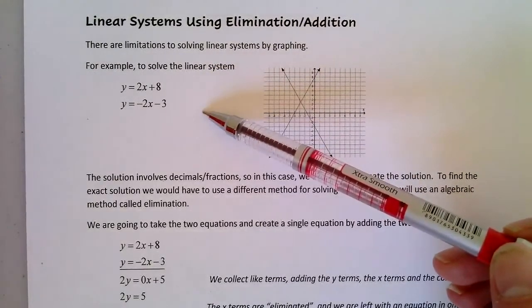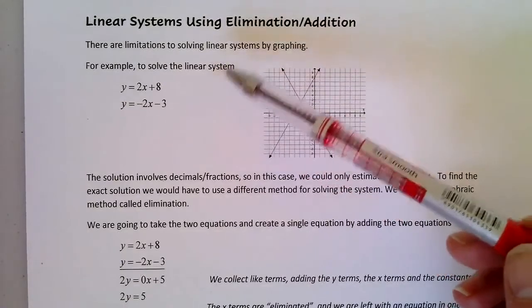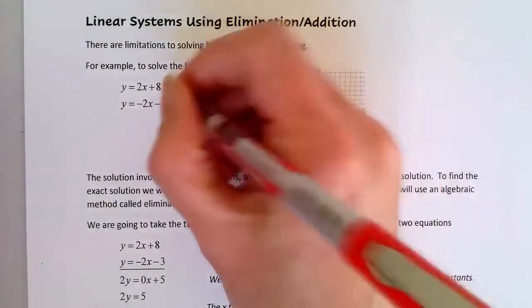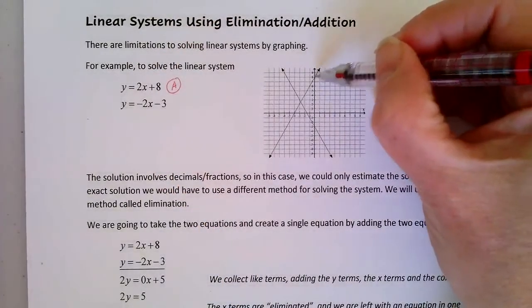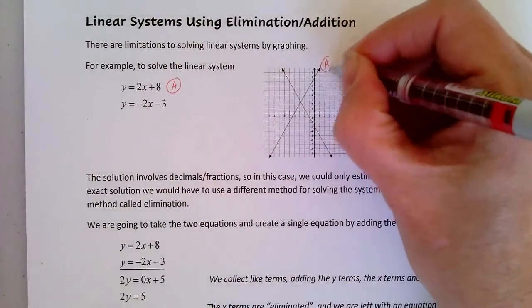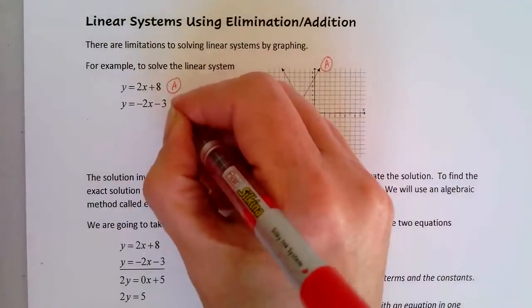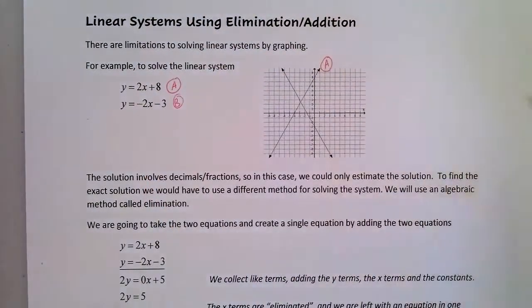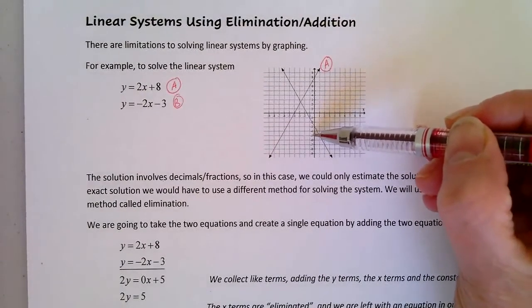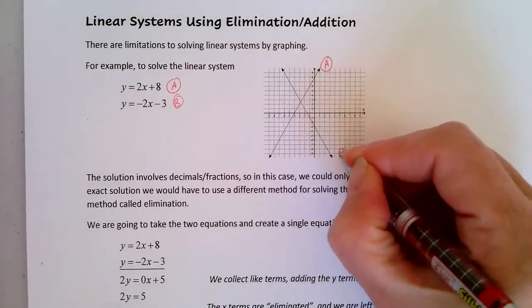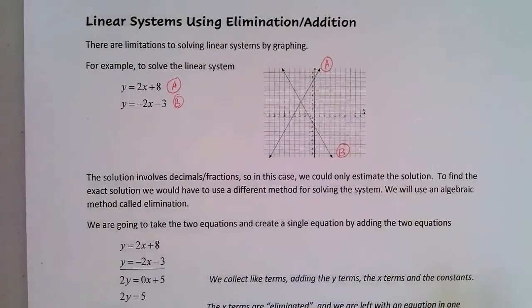They're both in y equals mx plus b form, so we could very quickly graph them. So this one is line A, and it has a y-intercept of 8. And that's this line here. And this one is line B. It has a y-intercept of -3 and a slope of -2/1, so you would count down 2 and over 1. So there's our two lines A and B.